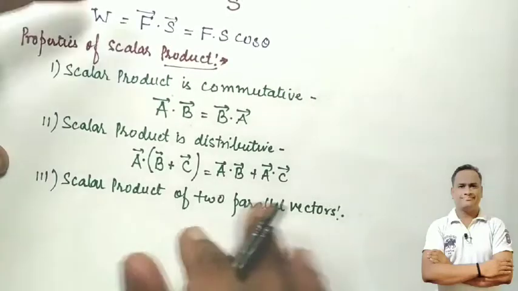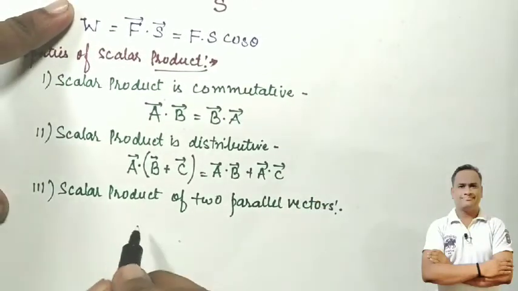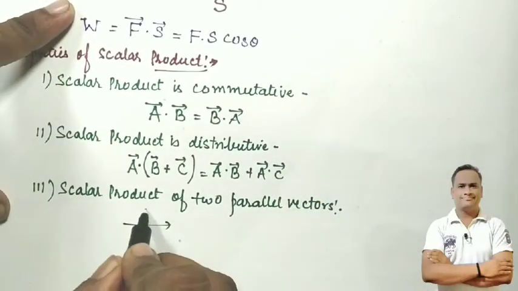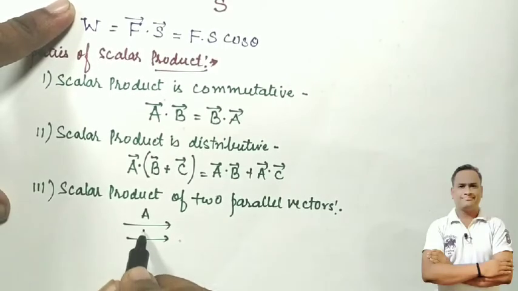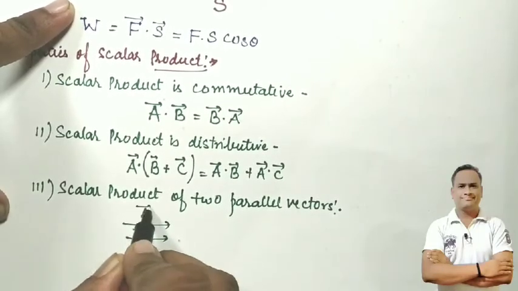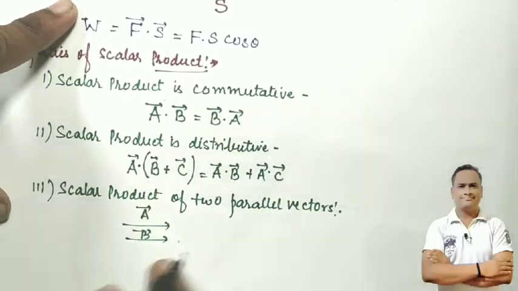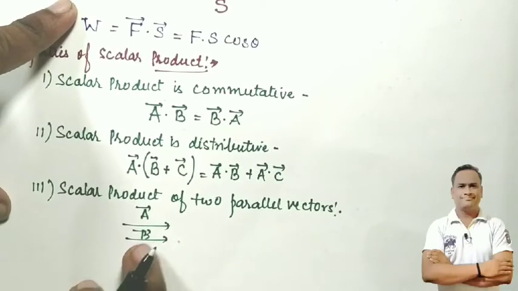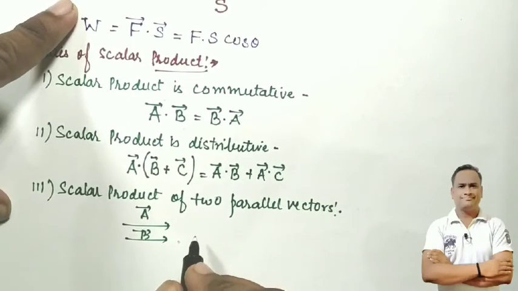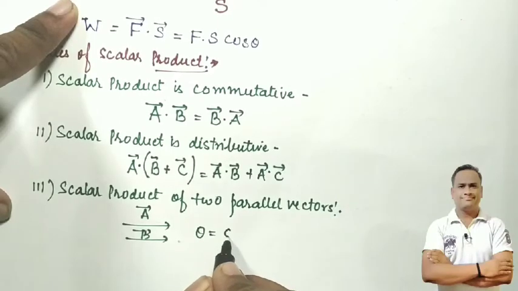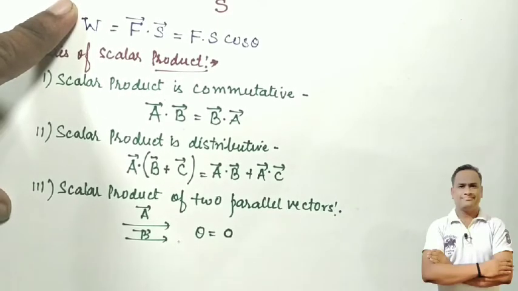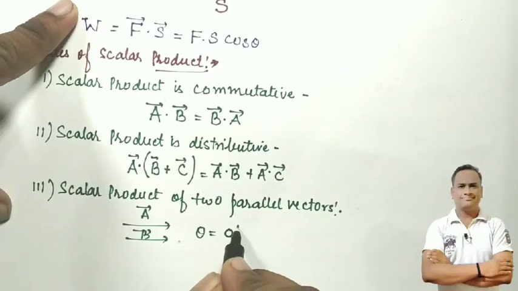This is vector A, what I am writing here, and this is vector B, and both are parallel to each other. So from this figure, if these two vectors are parallel to each other, then the angle between them, theta, will be 0. If the two vectors are parallel to each other, then the angle between them is 0 degree.